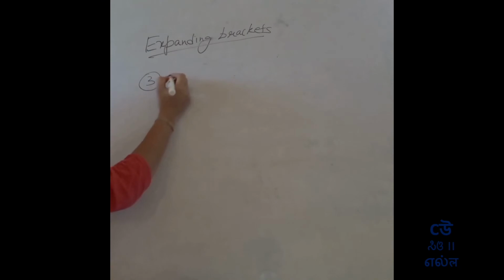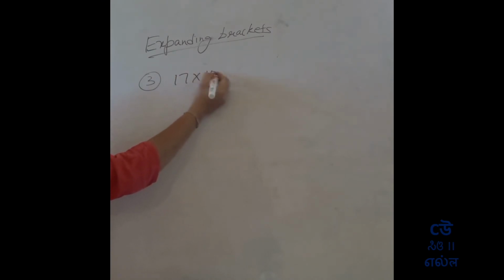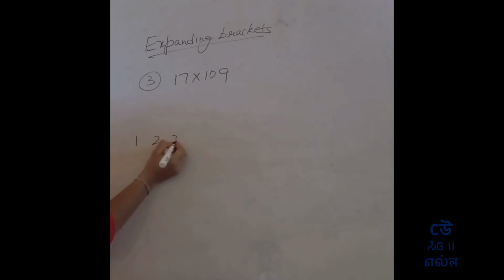Your problem is 17 into 109. So which is the big number? 109 is the big number. If you have a single digit like 1, 2, 3, 4, 5, you do not need to expand the numbers. Here you have 2 digits, so you can expand 10 plus 7.